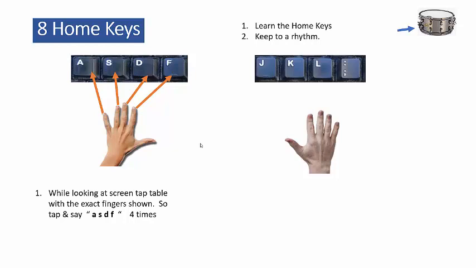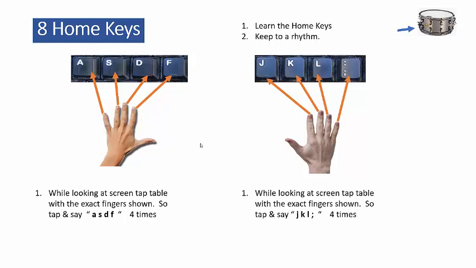Now here's the second half. This is the right hand. First finger on the J, second finger on the K, third finger on the L, and fourth finger on the semicolon. I'll call it semi. While looking at the screen, tap with the exact fingers shown. So on the right hand, you're going J, K, L, semi.